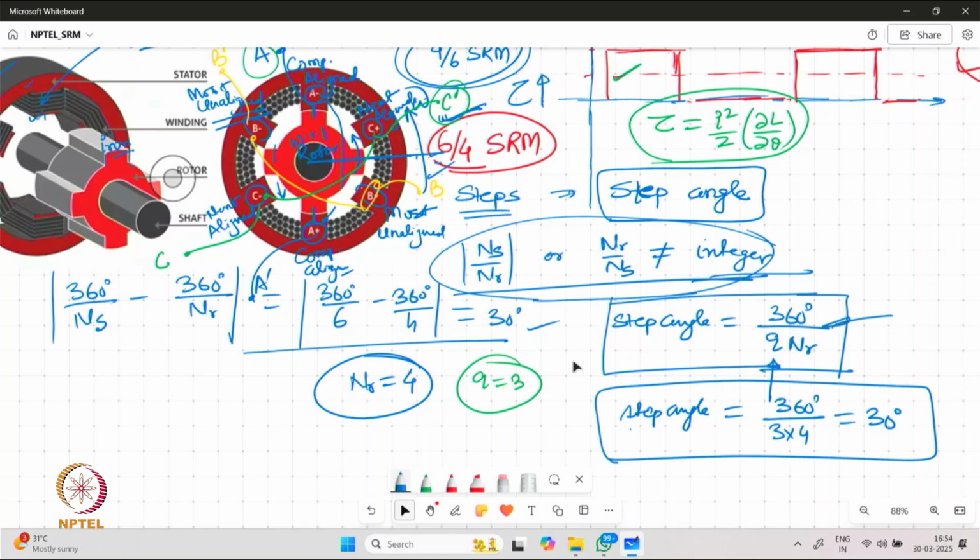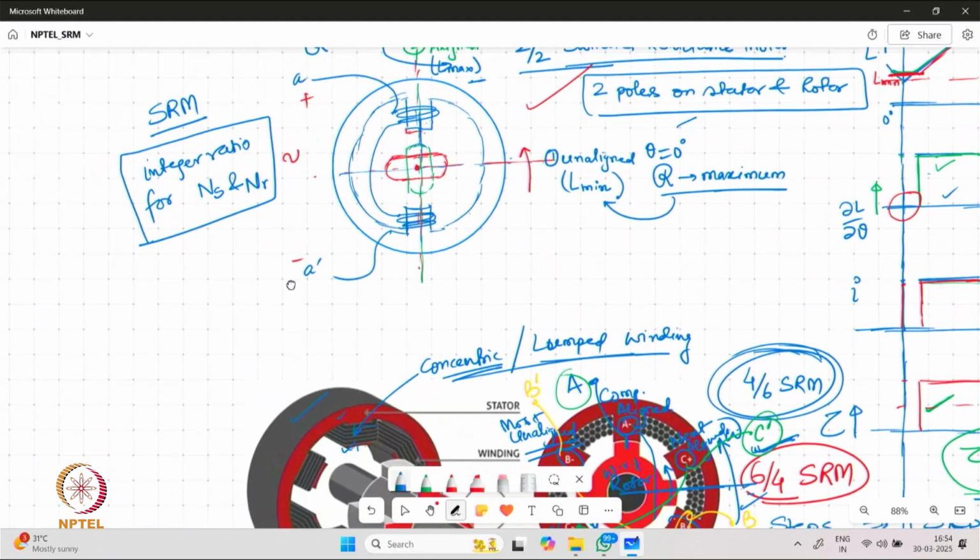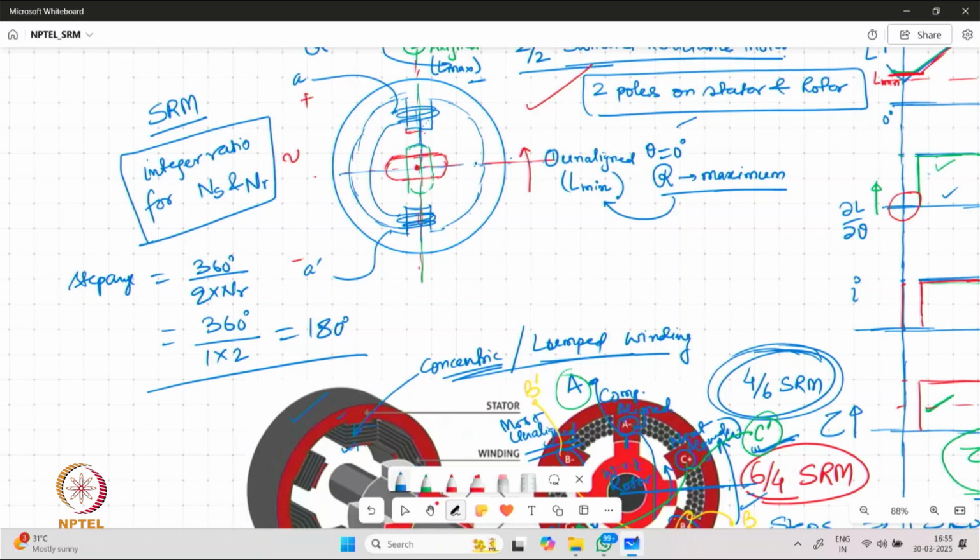This formula is applicable even for a 2 by 2 machine as well. So we can apply it. What we find here again is that there are only two poles and both have a similar scenario. Either they will be aligned together or unaligned together. So there is only one phase, single phase, over there. So the step angle is going to be 180 degrees. So this machine can move only in steps of 180 degrees.